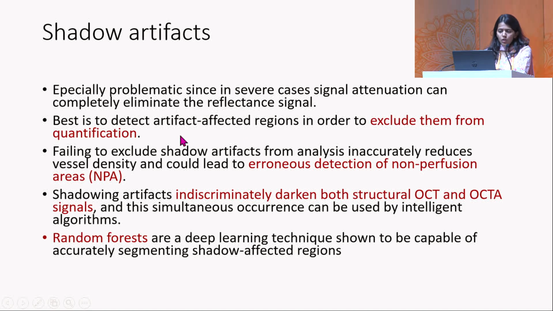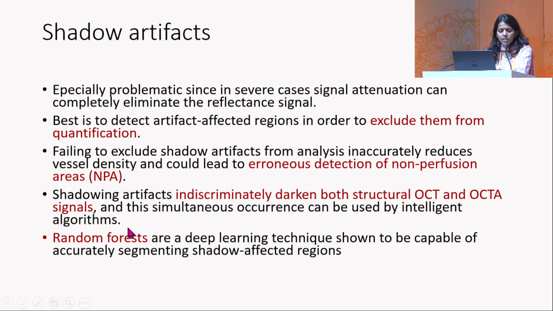Shadow artifacts, as we know, are especially problematic, since in severe cases they cause signal attenuation, and the best approach is to detect these artifact-affected regions in order to exclude them from quantification, because they can erroneously be detected as non-perfusion areas. Now, shadowing artifacts indiscriminately darken both the structural OCT as well as the OCTA angiography signal, and this simultaneous occurrence can be used by intelligent algorithms.